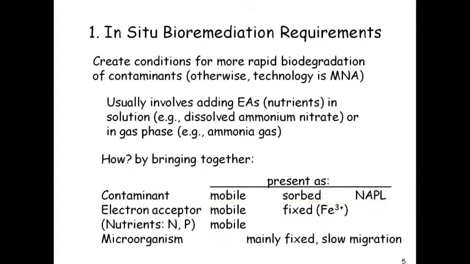The electron acceptor that we're going to add is probably mobile, although things like iron become fixed very quickly and may be immobilized. Nutrients, ammonia, for instance, as a source of nitrogen, is reasonably mobile. Phosphorus isn't terribly soluble, and so it's limited in its mobility. Microorganisms can move, but in general, people advise us to treat them as fixed or moving very slowly. So we're trying to bring the mobile chemicals to the microorganisms in most cases. So the requirements are, of course, to create the right conditions.